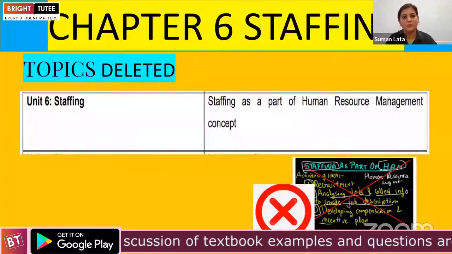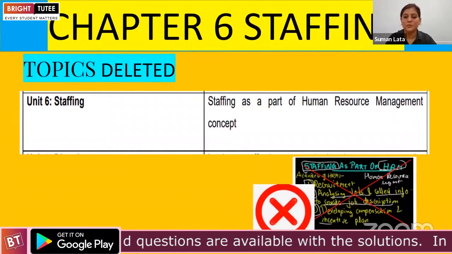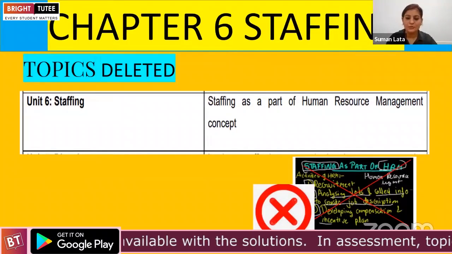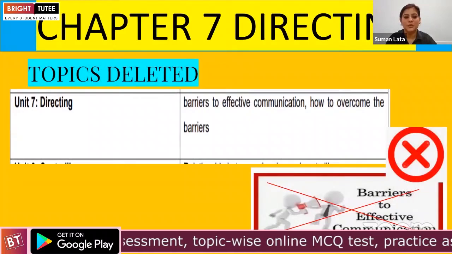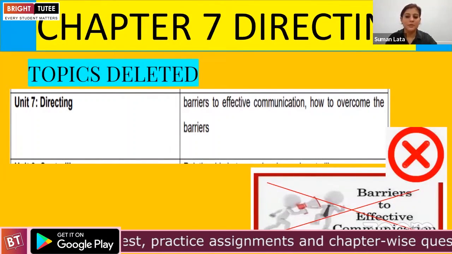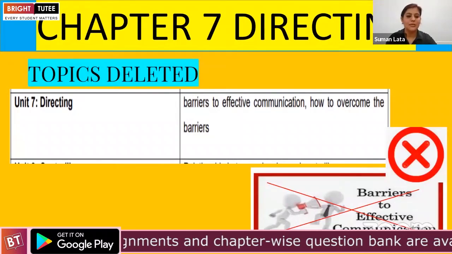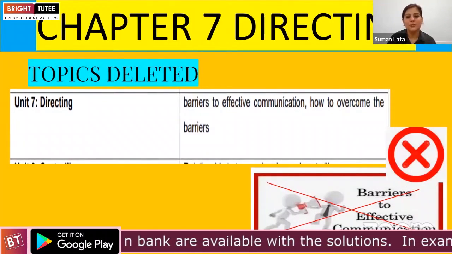These topics are, according to chapter 6, staffing: HRM, human resource management. This is not in the syllabus, no need to cover it. Chapter 7, directing: barriers to effective communication. Even at teachers' groups, teachers sometimes get confused. As a teacher, I get confused sometimes. Is this topic in the syllabus or not?